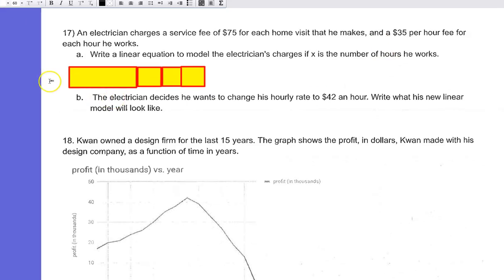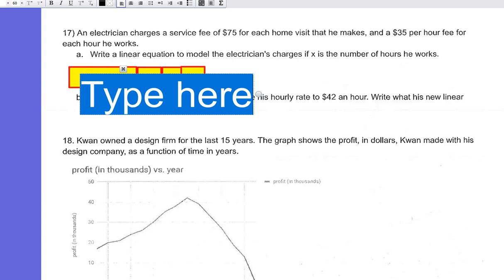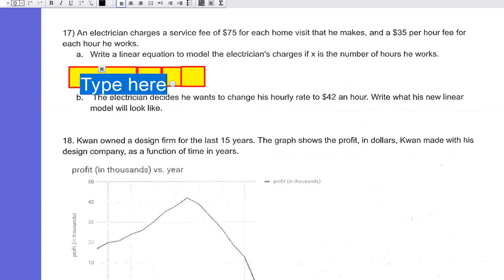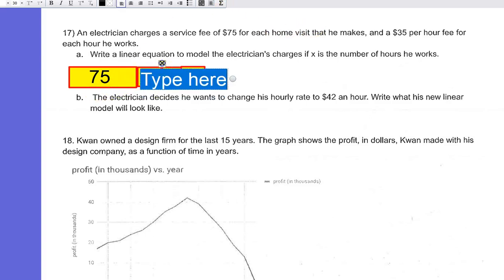So let's see, he shows up to the house and he says, hello, you owe me $75. But you don't have to pay the electrician over and over. That's what he charges when he comes to your house. He comes in, he has to get in a van, he has to get all his stuff, he has to drive to your house, and he says, you give me 75 bucks before I do anything else. That's what you owe me for the home visit. And then he starts working, and every hour that he works, he makes $35.